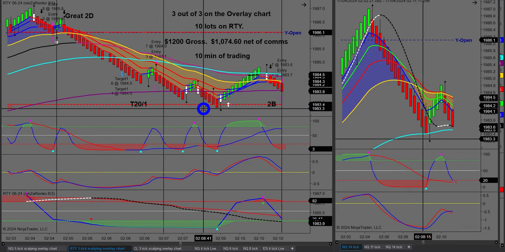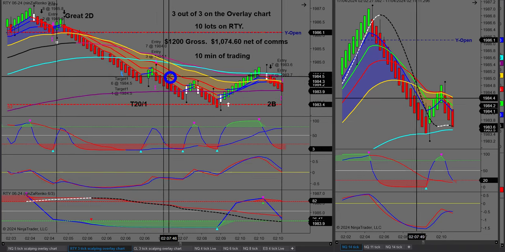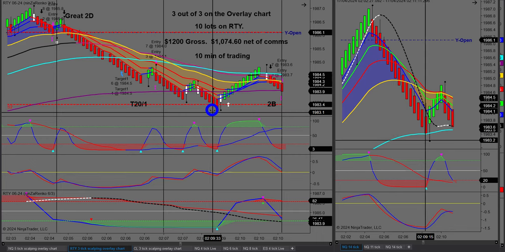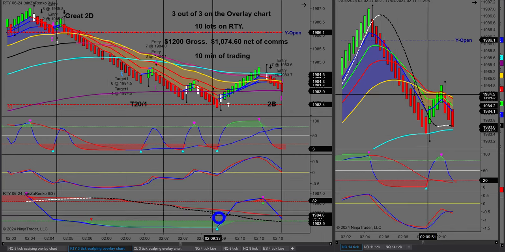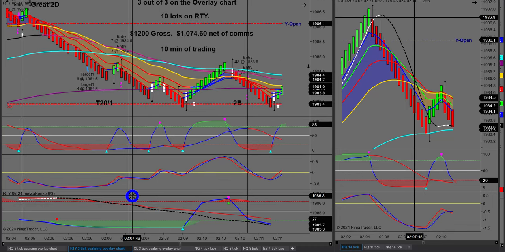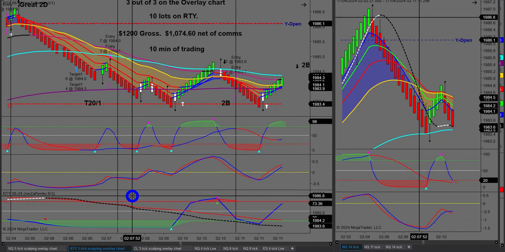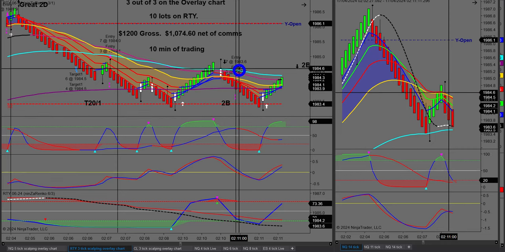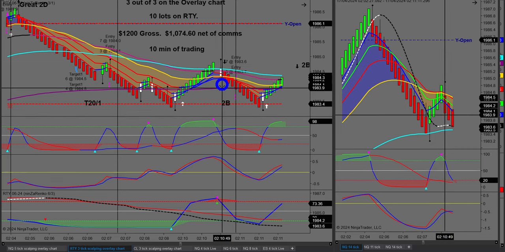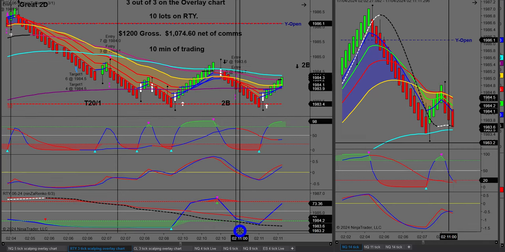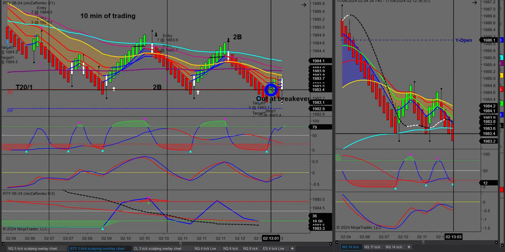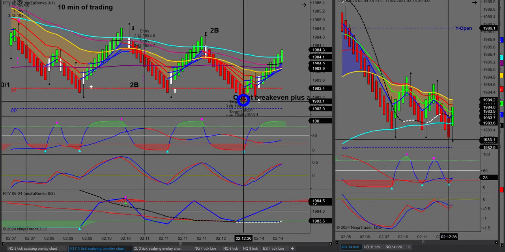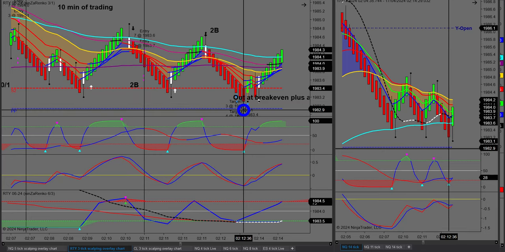But what I had going for me was, look at the trigger lines here. Both the short term and the long term are thundering down here. And then I took a second entry here, which is also a 2B, based upon the short term hook back over. I stayed with the trade, and you can't see, but down here I exited all of these contracts just down here. Traders, this is not rocket science.